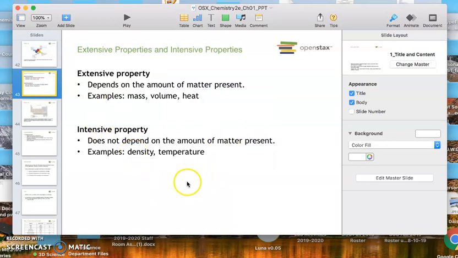So other properties of matter, you have extensive properties and intensive properties. An extensive property of matter depends on the amount of matter present. Examples are mass, volume, heat.